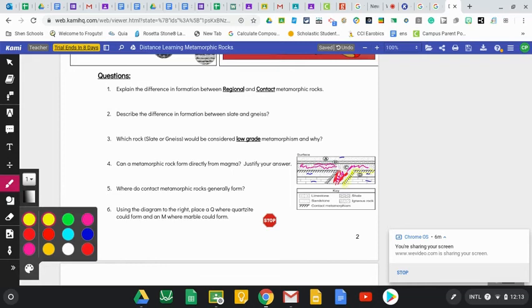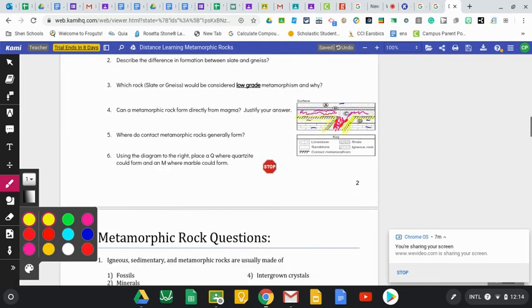That's called contact metamorphism. So you're going to find a thin layer of contact metamorphic rocks along the boundary of igneous and sedimentary rock. For example, this is limestone. On the boundary between the igneous rock and limestone, you are going to get marble. This is sandstone. On the border between igneous and sandstone, you're going to get quartzite. And those would be the type of questions that they're going to be asked.